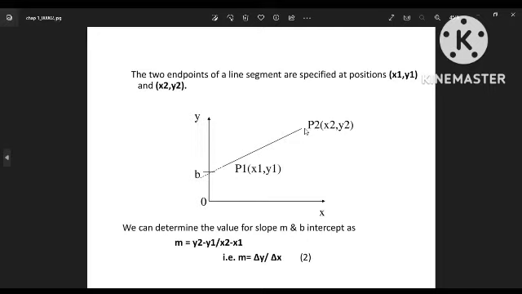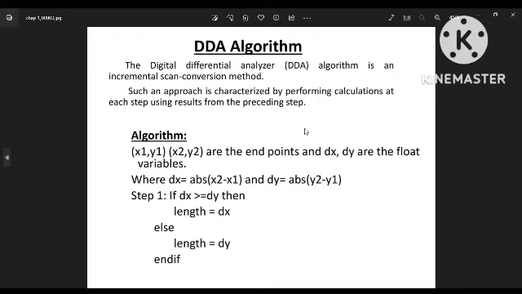To represent a line, we can use three methods: the DDA line algorithm, Bresenham's line algorithm, and the midpoint line algorithm. These three algorithms can represent a line. Let's see them one by one. The first one is the DDA line algorithm.